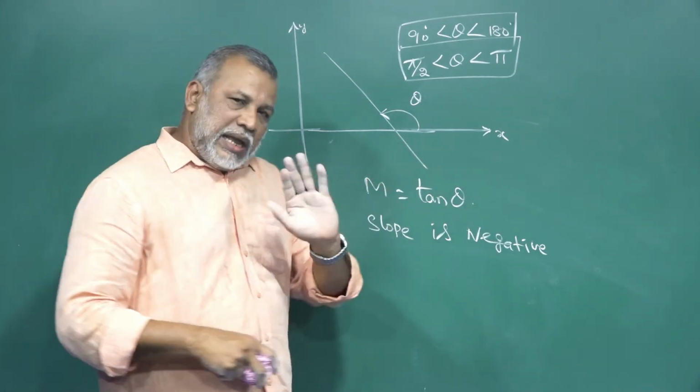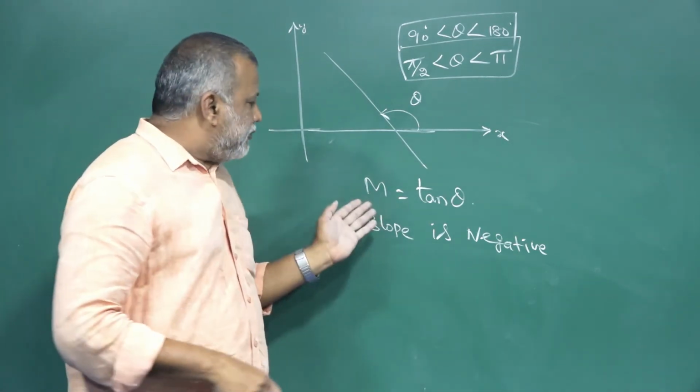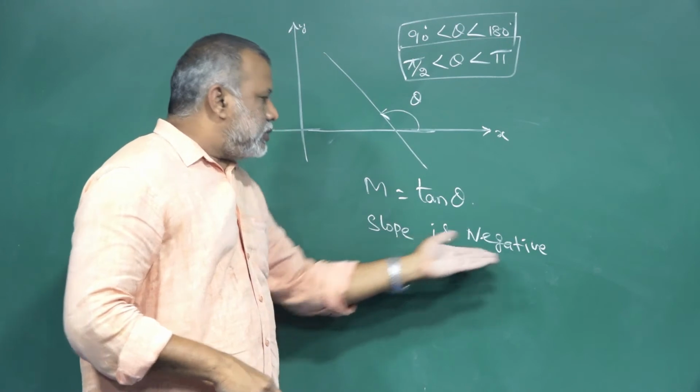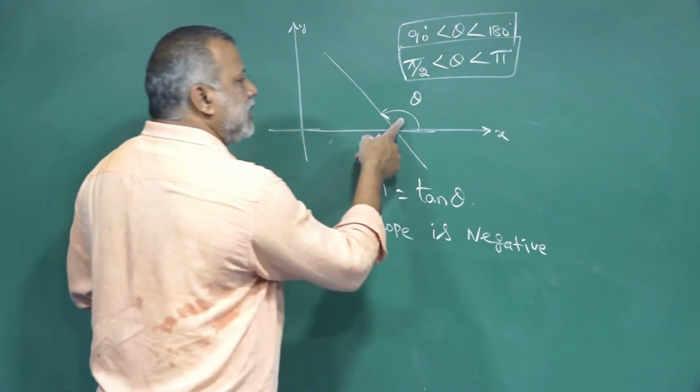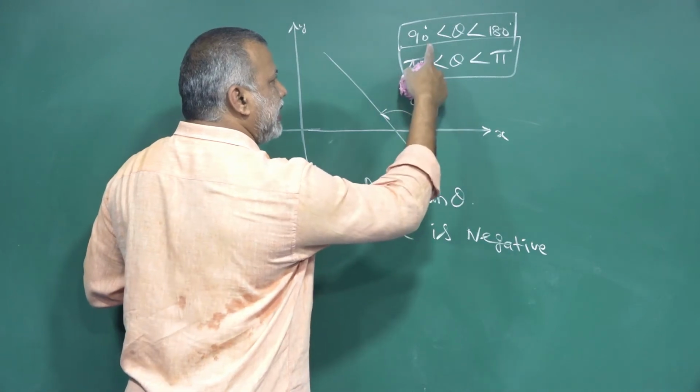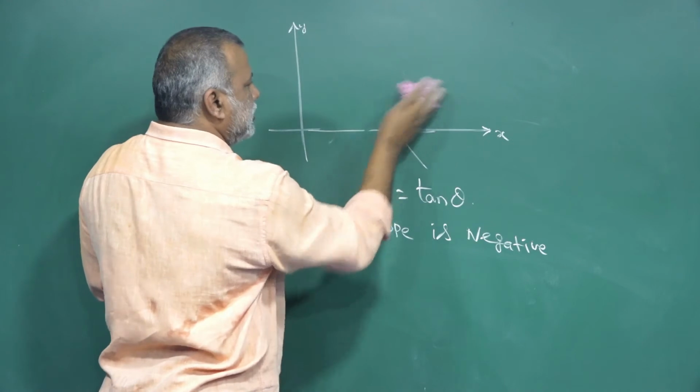So if theta lies in the second quadrant, tan produces a negative value in the second quadrant. Therefore slope m equal to tan theta is negative, or it has a negative slope. Here theta is obtuse. Obtuse is nothing but greater than 90 and less than 180. This is the second piece of information.